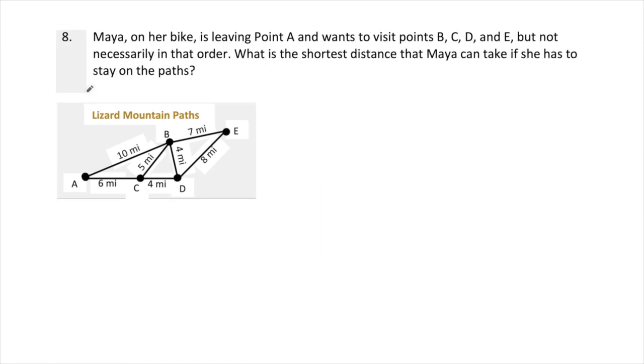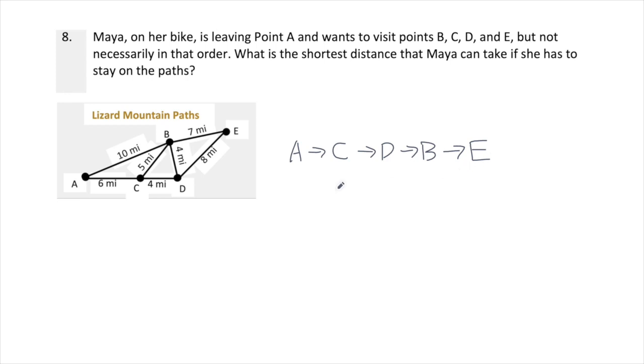For this problem, we have to figure out the shortest distance that Maya can take. We know that she is leaving point A and wants to visit the points B, C, D, and E. We have to find the shortest distance, so we would travel to the closest point first. Since we are starting on A, the closest point to A is C, so we would go from A to C. The closest point to C is D, so we would go from C to D. The closest point to D is B, so we would go from D to B. And finally, we would go to point E.